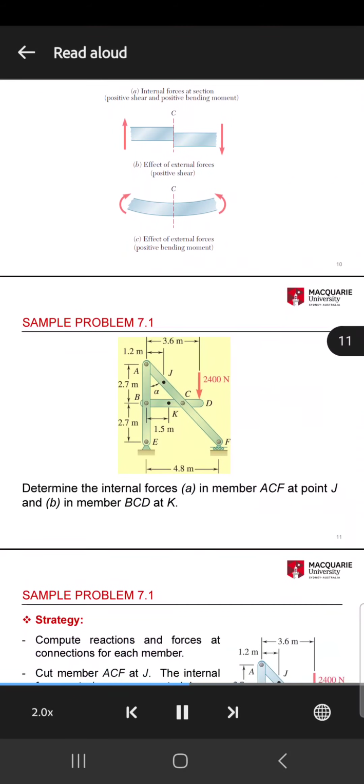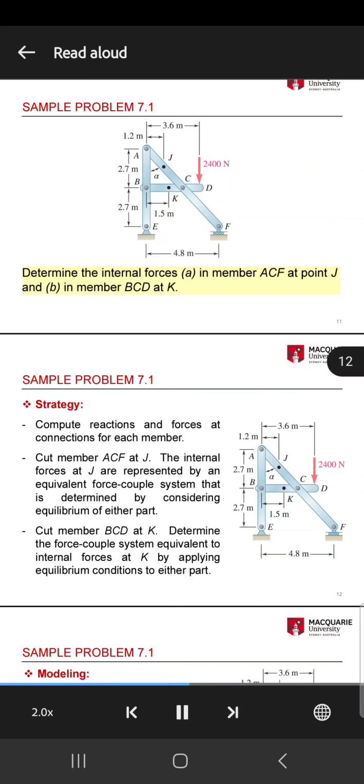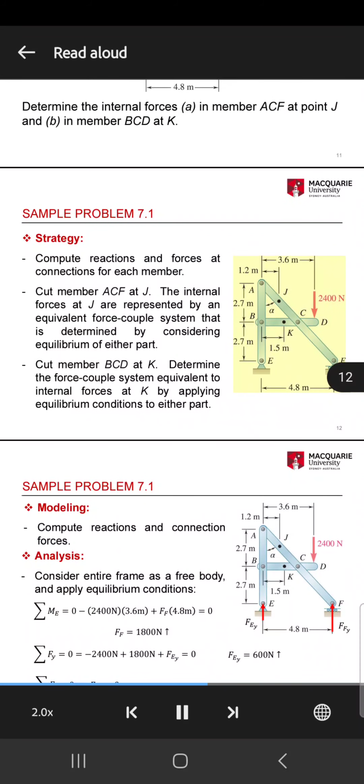The frame is supported by a pin at point E and a roller at point F. Determine the internal forces at point J in member ACF and at K in member BCD. Strategy: compute reactions and forces at connections for each member.